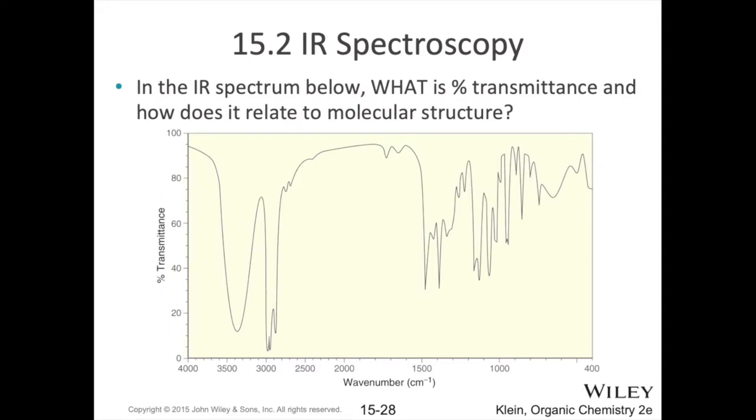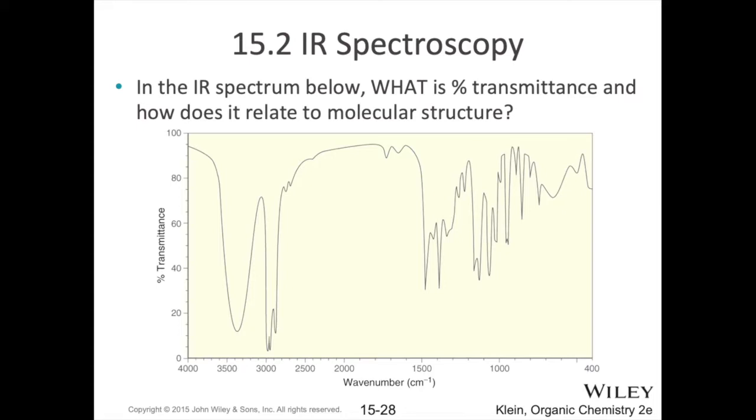So what does an infrared spectrum look like? You would have seen one in lab last semester, but basically it looks like this. On our x-axis, we have what are called wave numbers, which are essentially a derivative of frequency. They're kind of like an inverse of your wavelength, basically.